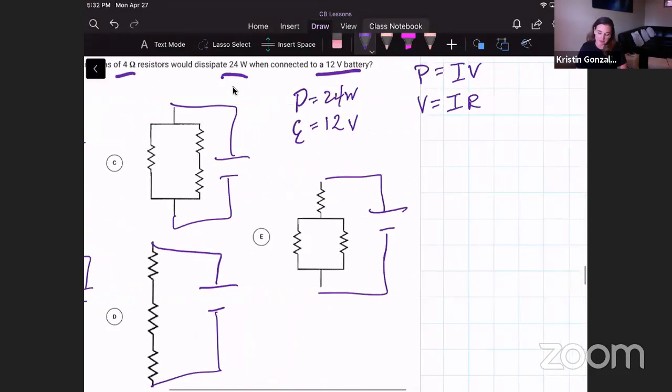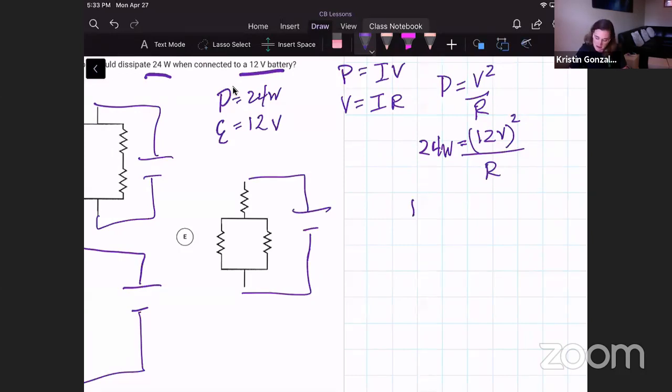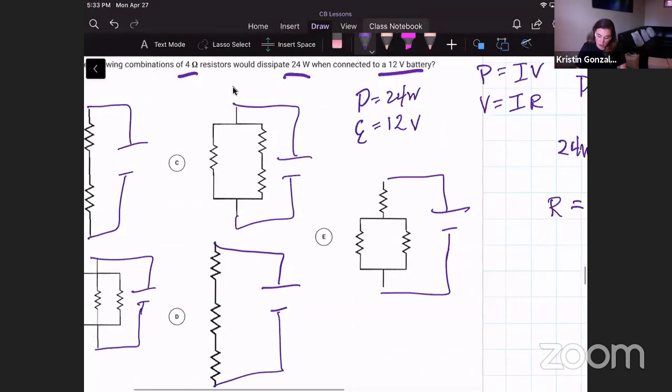So let's find resistance. Let's use one of our other equations, that power is equal to V squared over R. And we know the power we want is 24 watts. Our potential difference of our battery is 12 volts, squared. Then we can solve for what equivalent resistance we want, or what we want our total resistance of the circuit to be. If we do 12 squared and divide it by 24, we get that we want the total to be 6 ohms. Okay, so each of these is 4.